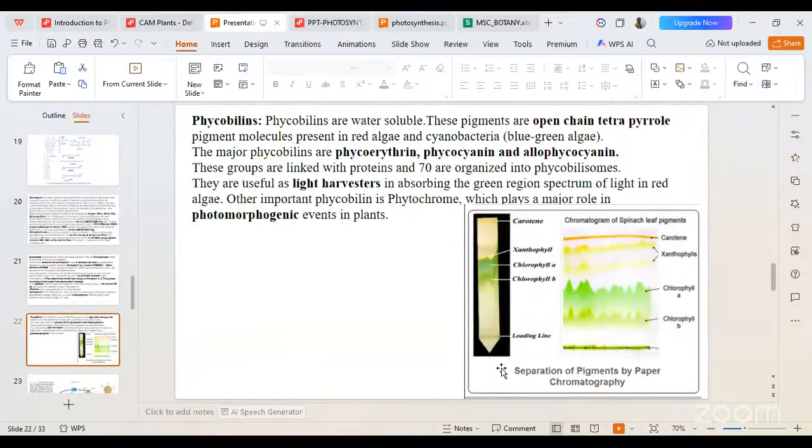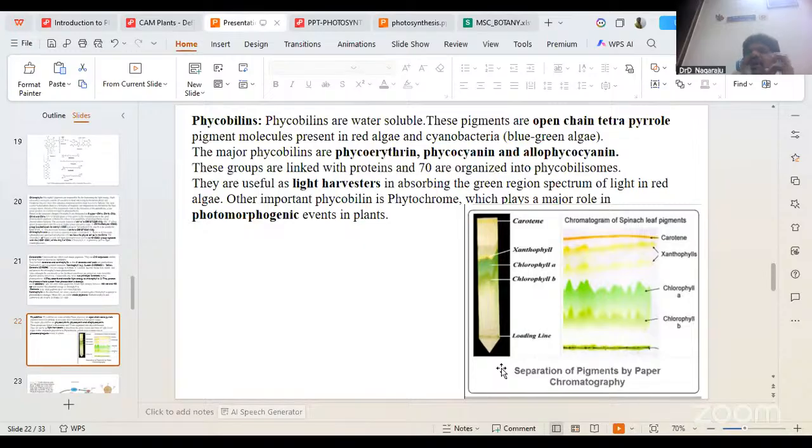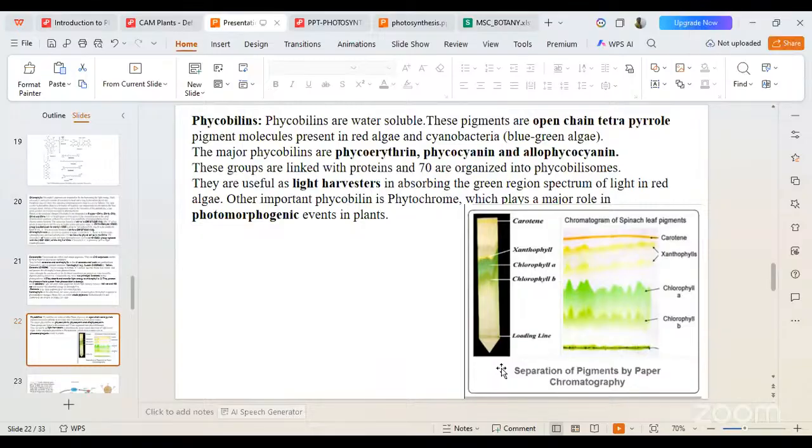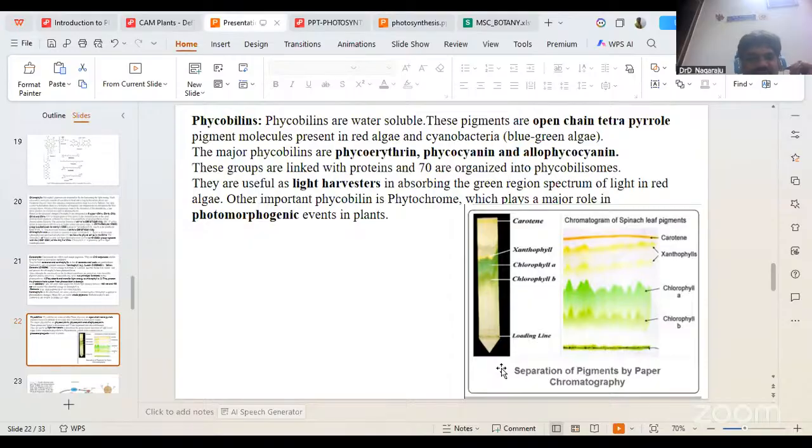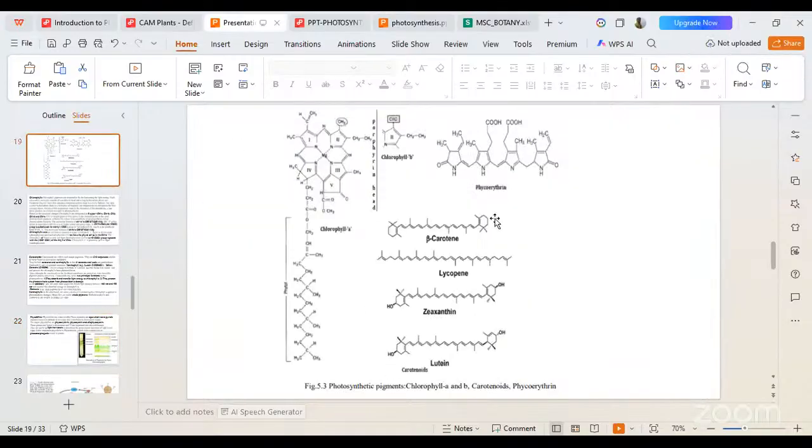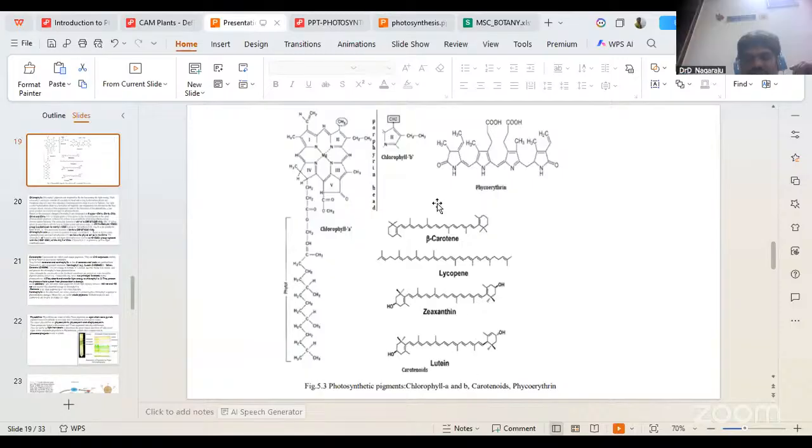And the phycobilins, you know the carotenoids are organic soluble, whereas phycobilins are water soluble pigments. They dissolve in the water. Okay, the open chain system is there in the carotenoids and xanthophylls. You have seen the structure now. You can see the carotenoids and xanthophylls, lutein, carotene.